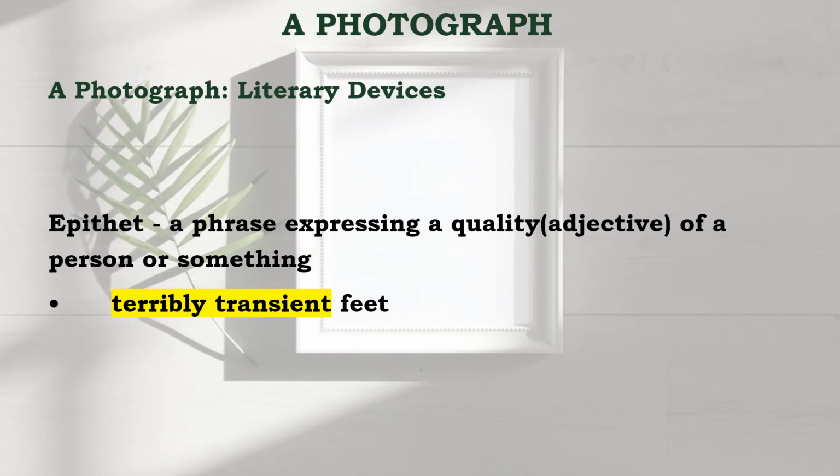The next poetic device is epithet. It is a phrase expressing a quality of a person or something. The example from the poem is "terribly transient feet." Terribly transient is the example of epithet in the expression terribly transient feet.